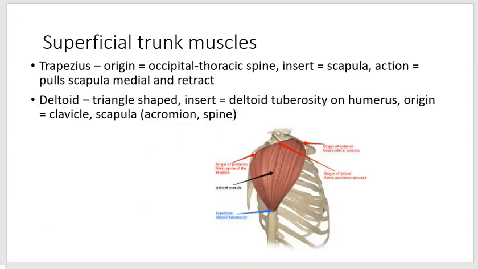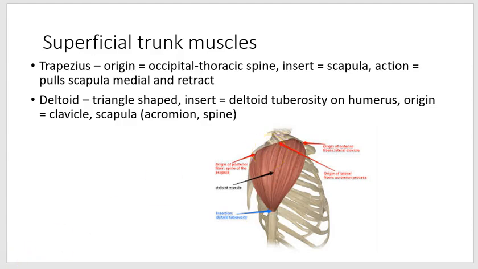Next one is the deltoid. This is that big shoulder muscle. It looks like a triangle. Remember when we were naming this muscle, we named it because it looks like the delta, the triangle in the Greek alphabet. It inserts down here on the humerus, on this deltoid tuberosity. And so this is the insertion. The origin is up here on the clavicle and scapula.